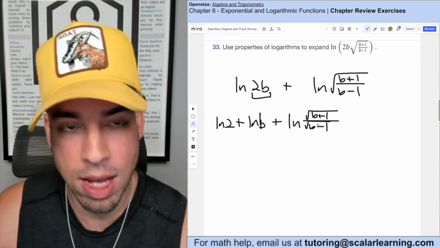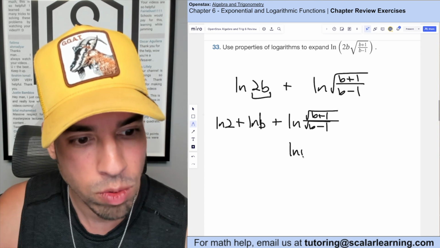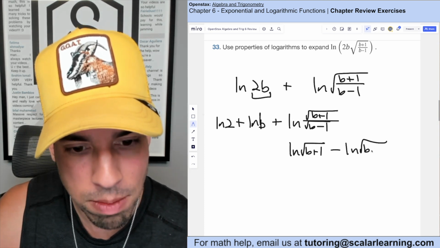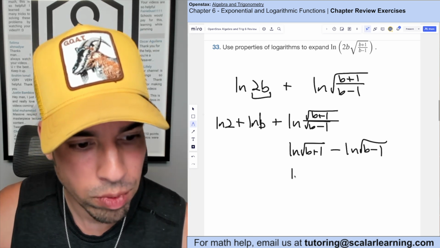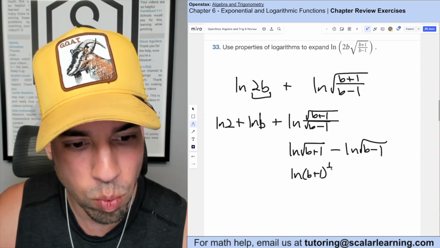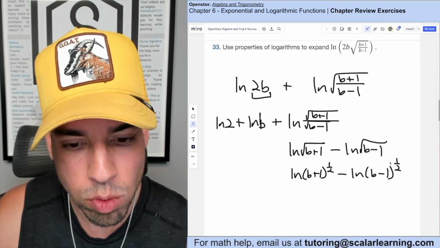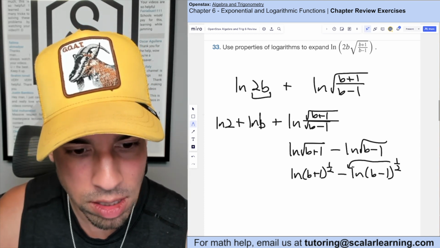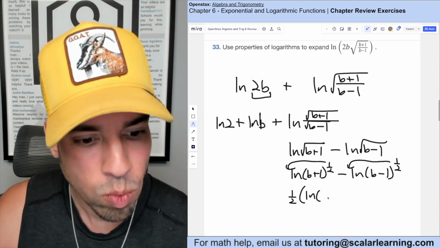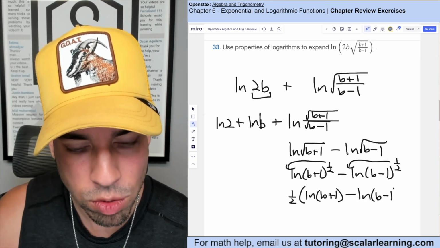Now I have division happening. And when I have division, that's the same as subtraction. So I can split this up into ln of rad b plus 1 minus ln of rad b minus 1. Now these radicals are really exponents, okay? So again, the square root of something is raising that to the 1/2 power. So both of these can be rewritten like this. Then using my power rule for logarithms, I can bring this down as a coefficient for both. And since they both have a 1/2, I can factor it out and say 1/2 times ln of b plus 1 minus ln of b minus 1, like so.